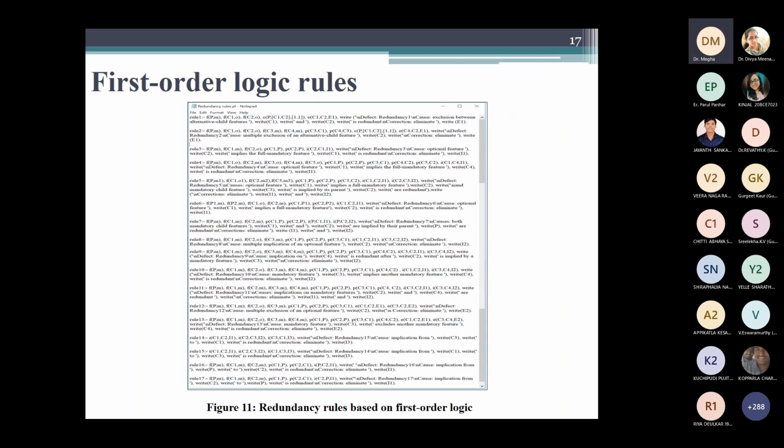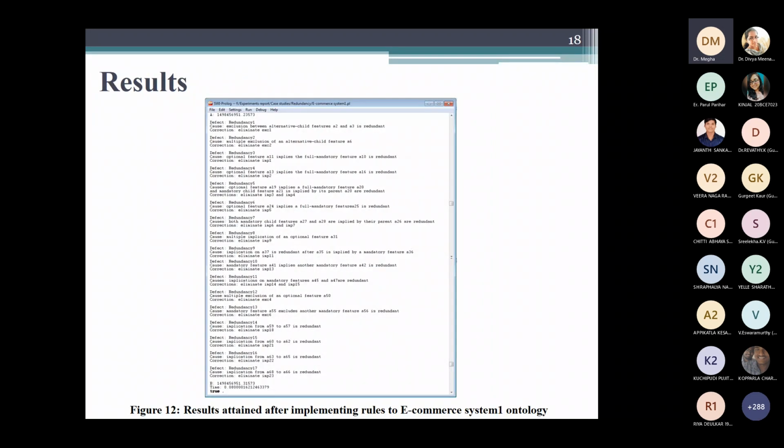These are the first order logic rules. We can see that there are 17 rules in total, which were developed for redundancy basically. These rules were developed using first order logic, and after development they were applied on the generated ontology. Once the rules were applied on the generated ontology, these are the results that we have obtained.